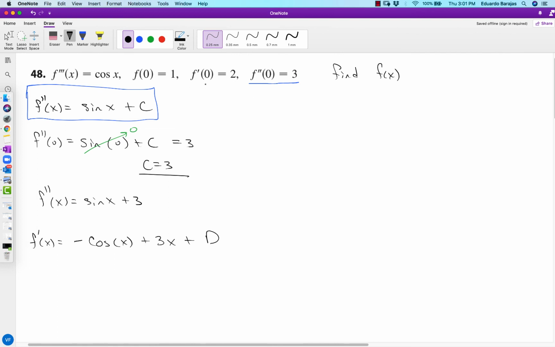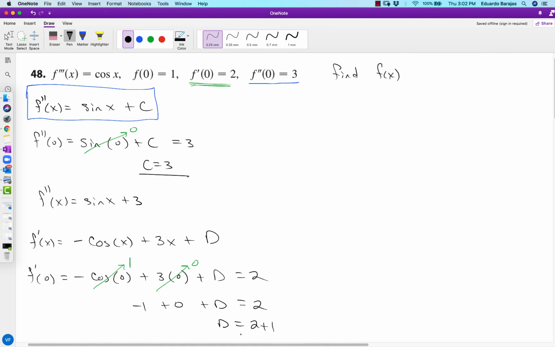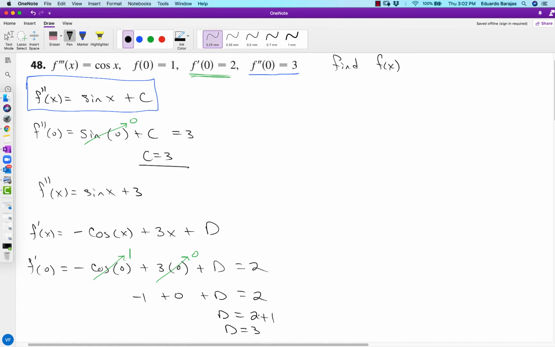But now we can use this information to help us further specify what that function is. So using that information, we say that f prime of 0, f prime evaluated at 0, which is going to be negative cosine of 0, plus 3 times 0 plus d, all of that must be equal to 2. Okay, cosine of 0 is 1. This goes toward 1. 3 times 0, well, that's just going to be 0. So we get that negative 1 plus 0 plus d equals 2. So d must be equal to 2 plus 1, or d also equals 3.